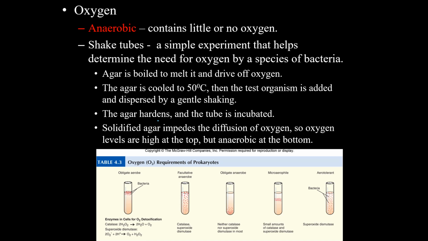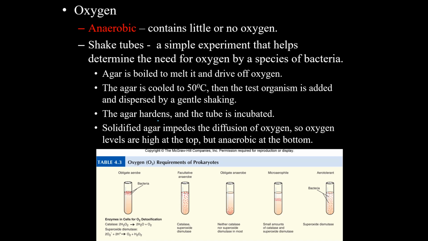Microaerophiles are like the Goldilocks. They want a little bit of air, but not too much air. If you give them too much oxygen, they die. Give them too little oxygen, they die. So just a little bit. Helicobacter pylori is a species that lives in your stomach and can cause ulcers. It's a microaerophile. Aerotolerant is like the opposite of Goldilocks. They do not care. They can have oxygen, they cannot have oxygen. It just doesn't matter whether or not there is oxygen available to them. Underneath that, you have explain how a shake tube is used.